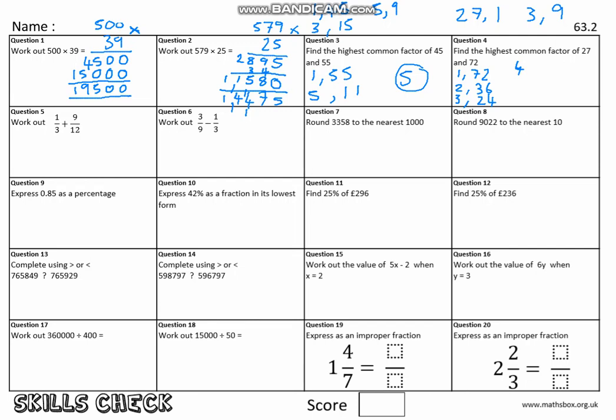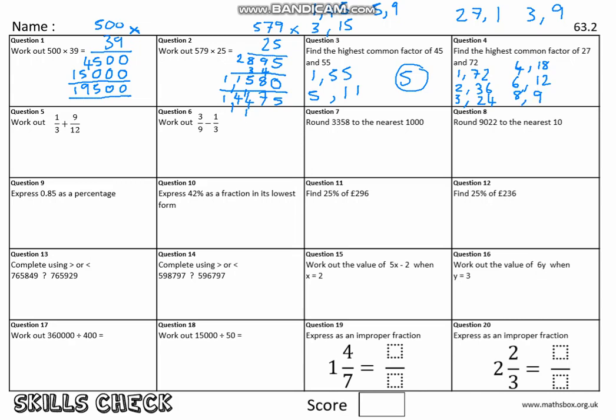And it is going to be 4 times 18. So we can have that one. 5 doesn't go into it because it ends in a 2. But 6 does. So it would be 6 times 12 as the factor pair there. And then we have 7 doesn't, but 8 does, because 8 times 9 is 72.